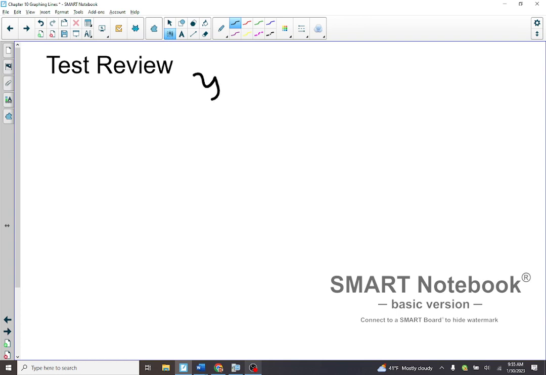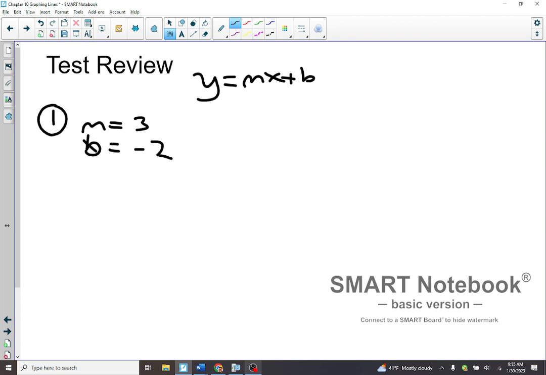In this test, y equals mx plus b. So, let's see how these questions look. I'm going to give you a couple of starting scenarios. First one, if it was just a straight up easy one, m equals 3, b equals -2. You just fill it in. And this one is going to be y equals 3x minus 2.